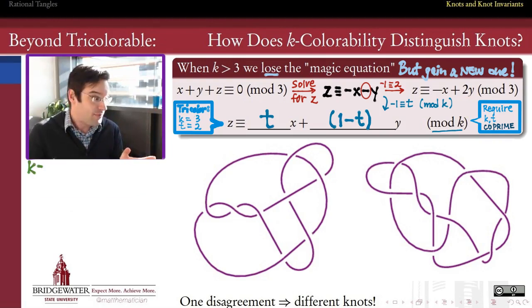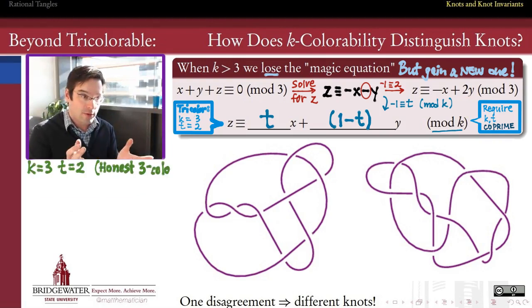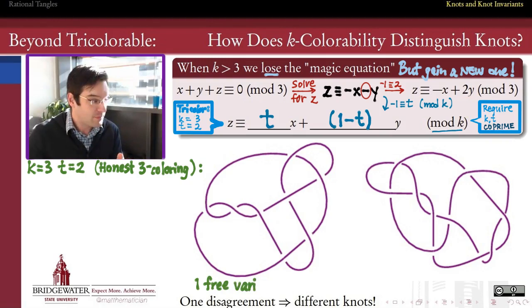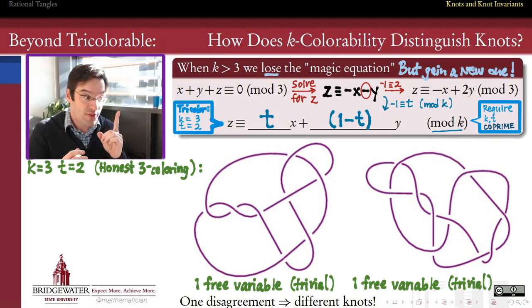So let's try some stuff. Let's first start with the kind of coloration that we've had some experience with. What if we just do honest tri-coloration, k equals 3, t equals 2? If we do that, we find out that the knot on the left, my 8-crossing knot, ends up with a single free variable, and the 10-crossing knot on the right also ends up with a single free variable.